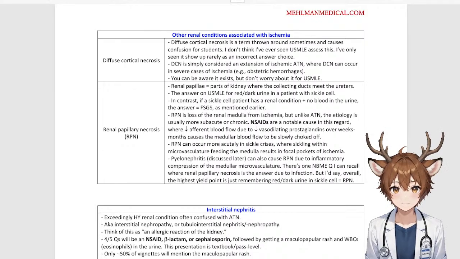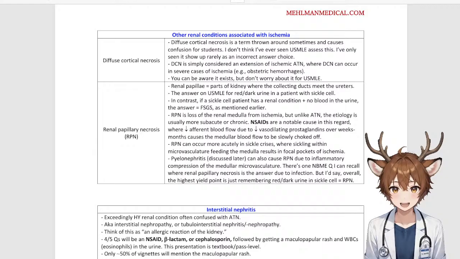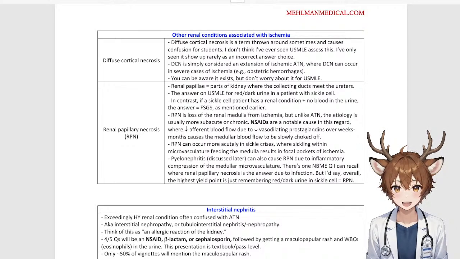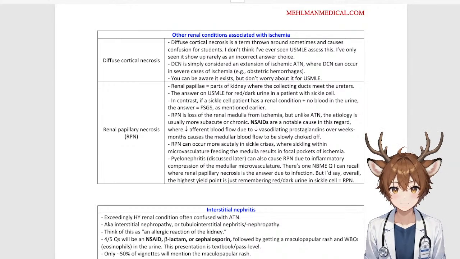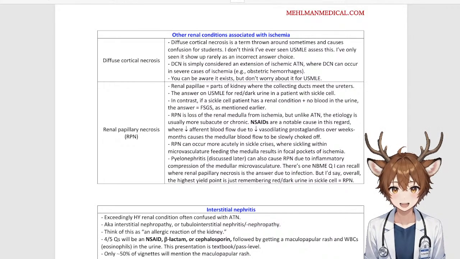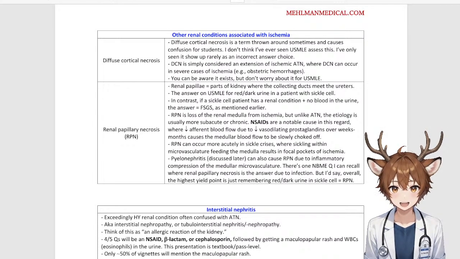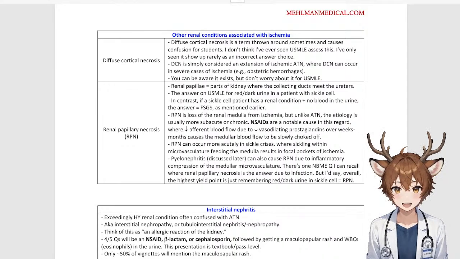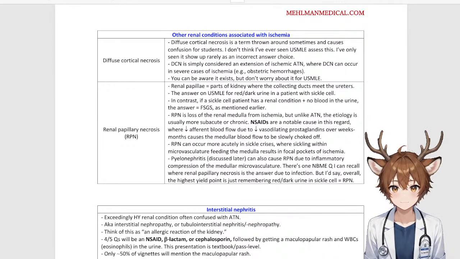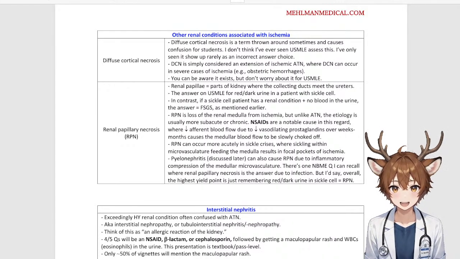Around that. Other renal conditions associated with ischemia. Diffuse cortical necrosis. Diffuse cortical necrosis is a term thrown around sometimes and causes confusion for students. I don't think I've ever seen USMLE assess this. I've only seen it show up rarely as an incorrect answer choice. Diffuse cortical necrosis is simply considered an extension of ischemic ATN, where the diffuse cortical necrosis can occur in severe cases of ischemia, that is to say obstetric hemorrhages. You can be aware that it exists, but don't worry about it for USMLE. If you do see it, it's probably more likely to be a wrong answer.